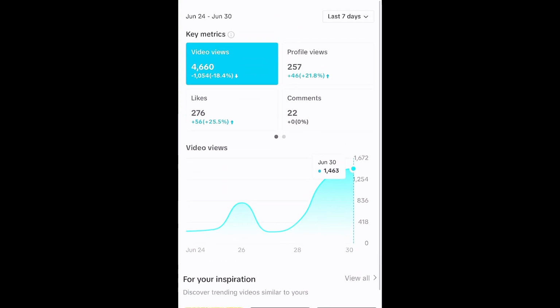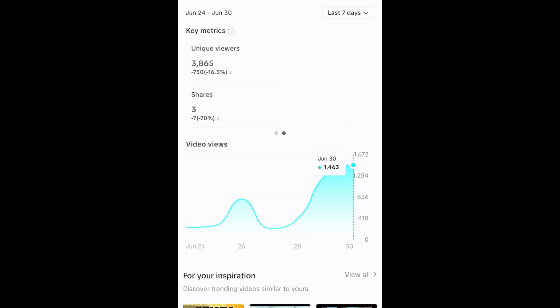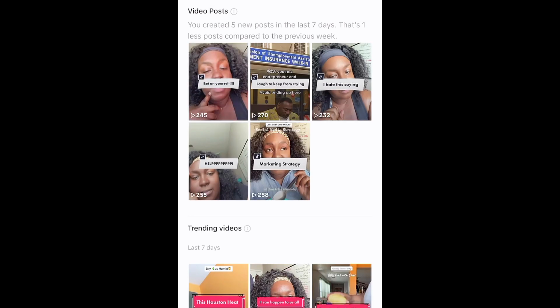If you click on that drop down right there on the right, you can change the period of time to be able to find out how your videos are doing over 30 days. And I think you can go even a few months back. You can see the video views, you can see where the videos are. TikTok even gives you some ideas of videos that are kind of like the videos that you do to be able to draw inspiration from.